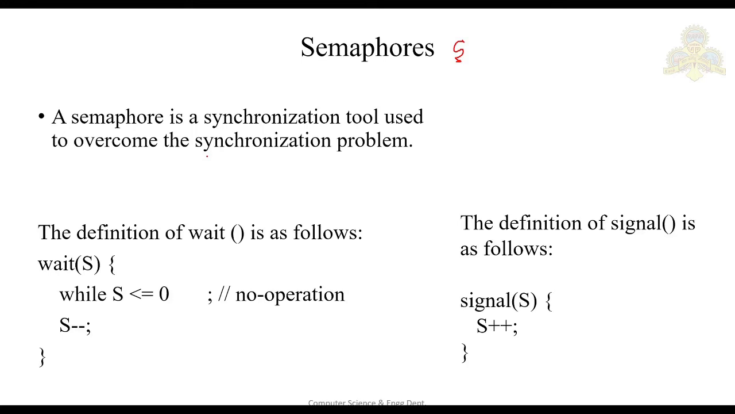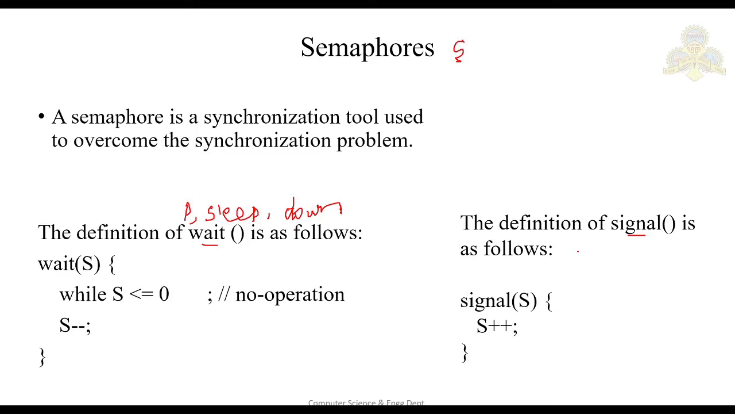Apart from that initialization, you can only access this variable through 2 operations. Okay, so there are only 2 atomic operations which can be performed on the semaphore. One is wait, the other one is signal. So these 2 are the operations. This wait operation is also called the P operation, or the sleep operation, or the down operation. So the wait operation is also called P, or sleep, or down operation.